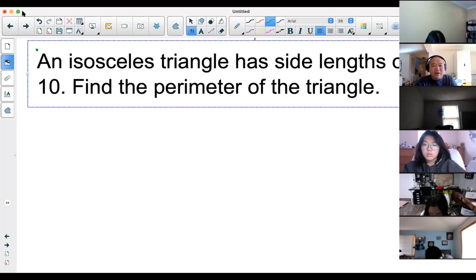I think somebody might have misread the question. I'm looking for the perimeter of the triangle, not the other side. So actually, I'm getting two different kinds of answers. Somebody said, "Hey, I'm not sure which one," because when we say isosceles triangle, then you know that two sides are equal to each other. Would you agree? Two sides.